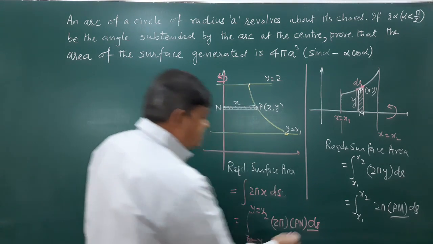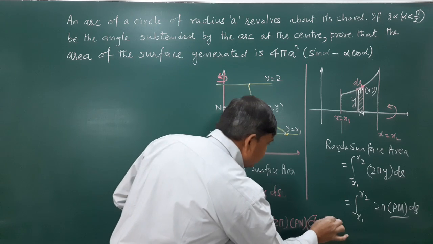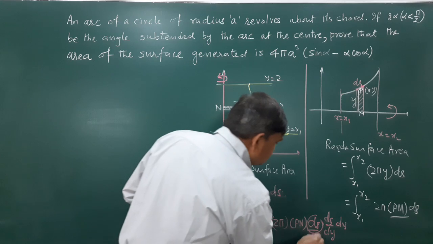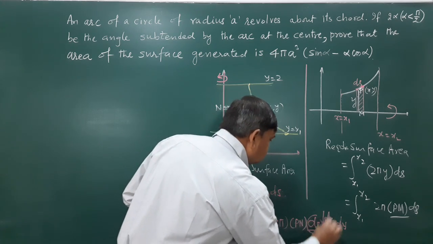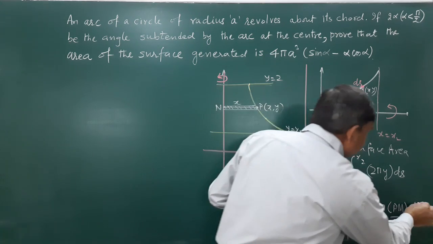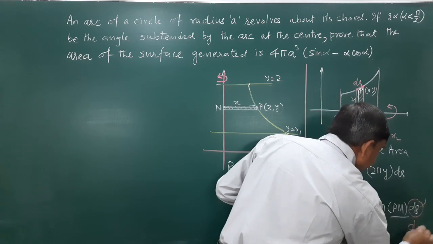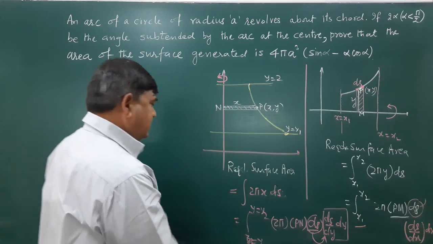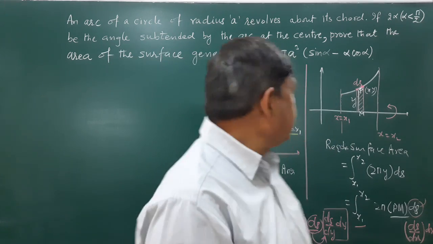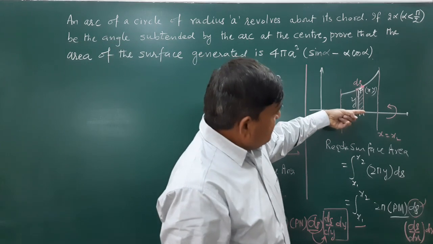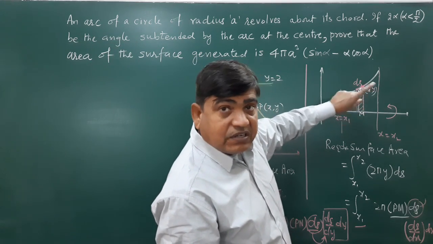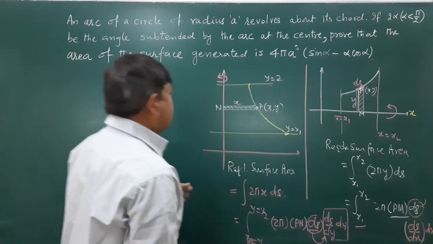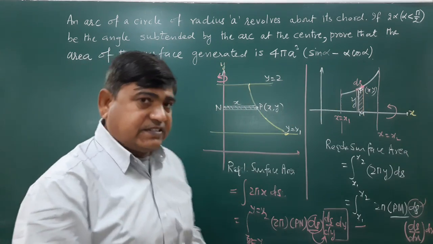Okay, then this ds is, since it is with respect to y, so we write it ds by dy into dy. You know that. Instead of this, we write this one. And here, ds is replaced by ds by dx, because it is with respect to x and it is with respect to y. This is the revolution about x-axis, and here is the revolution about y-axis.